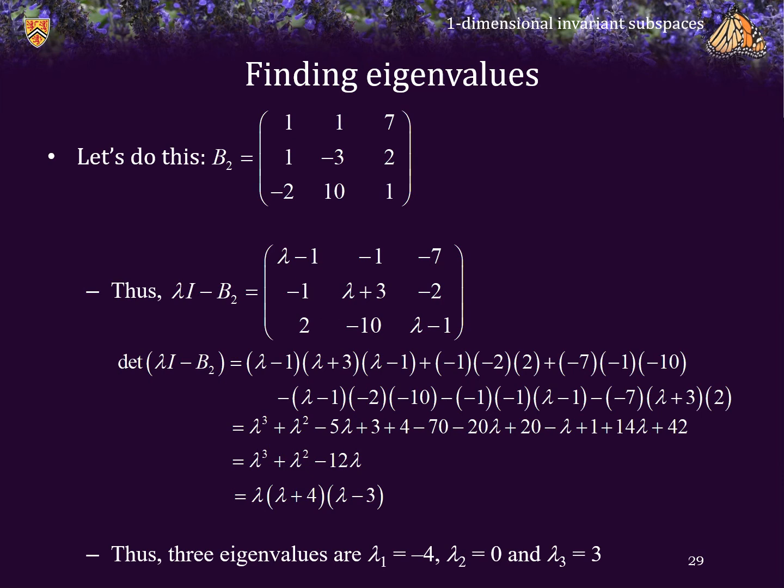So our three eigenvalues are lambda 1 is equal to negative 4, lambda 2 is equal to 0, and lambda 3 is equal to 3. Taking a look at the original matrix, we now know that this is not invertible.